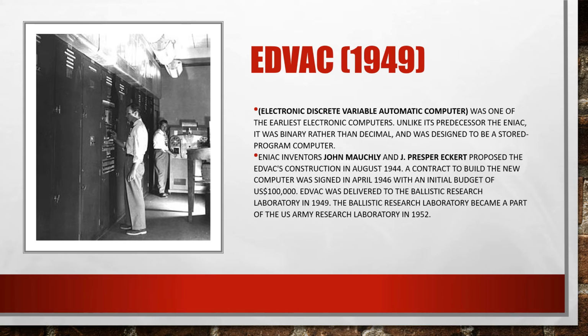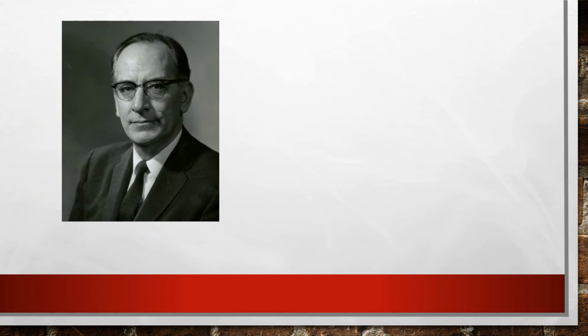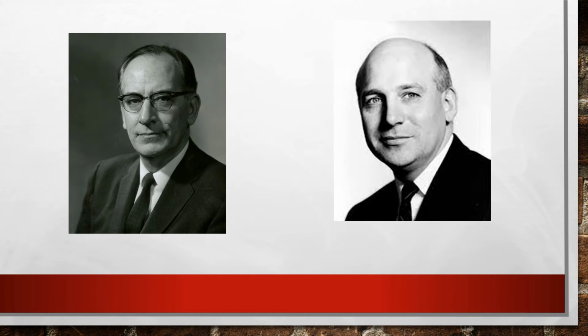And then for the next is EDVAC 1949. EDVAC means Electronic Discrete Variable Automatic Computer. EDVAC was one of the earliest electronic computers. It was binary rather than decimal, and was designed to be a stored program computer. ENIAC inventors John Mauchly and J. Presper Eckert proposed the EDVAC construction in August 1944. The EDVAC initial budget of the US is $100K. EDVAC was delivered to the Ballistic Research Laboratory in 1949. Ballistic Research Laboratory became a part of the U.S. Army Research Laboratory in 1952.